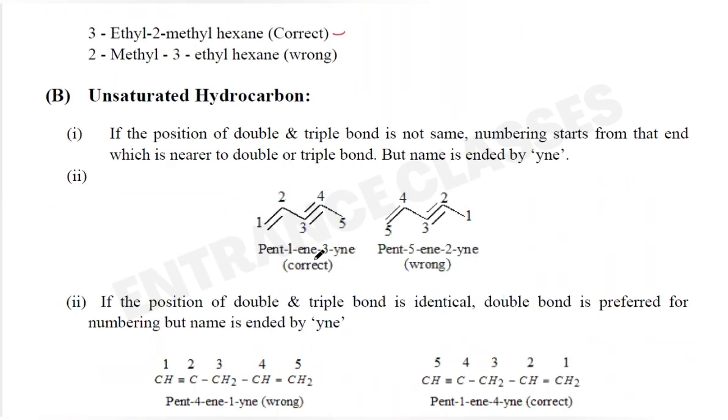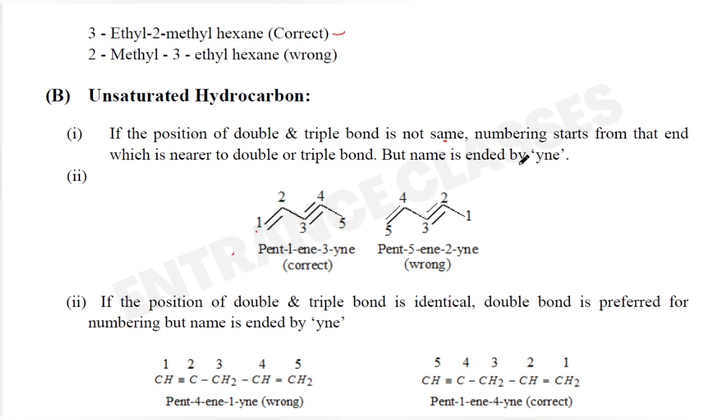Okay. Now unsaturated hydrocarbons. If the positions of the double bond and triple bond are not the same, numbering starts from the end which is nearer to the double or triple bond. Say here, the starting carbon is double bonded. In this case, the starting carbon's second carbon is triple bonded. So numbering will start from here, since the double bond gets more priority over the triple bond. So this is the correct one.